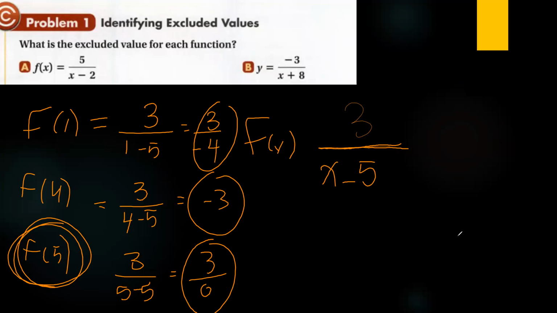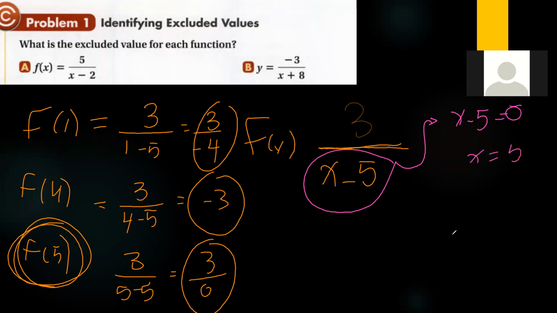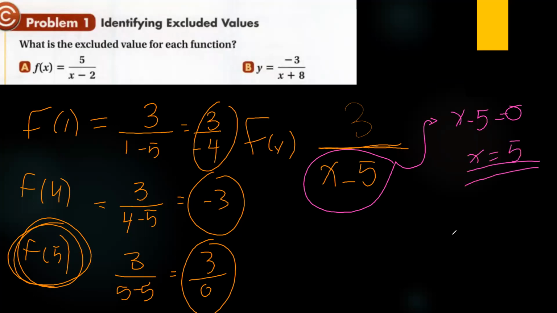So how did we find 5? Shall I try each number? No. I will go to the denominator. What is the zero of the denominator? What is the number that makes the denominator 0? 5. So this 5 means that if you evaluate it in the function, you will find that the function is something over 0, and this 0 makes it undefined.